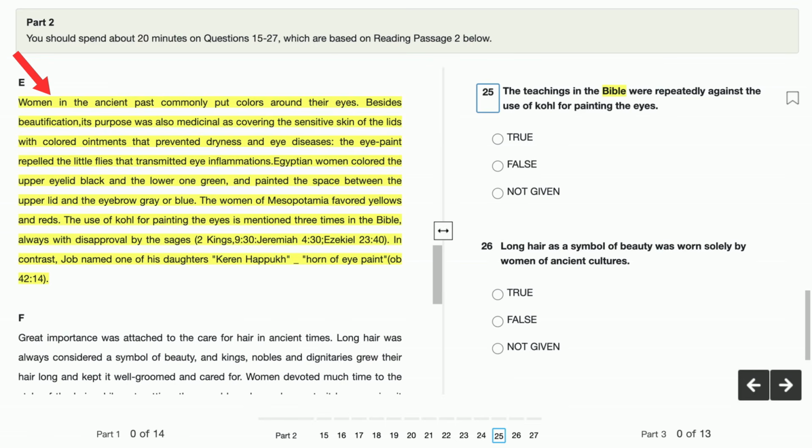The eye paint repelled the little flies that transmitted eye inflammations. Egyptian women colored the upper eyelid black and the lower one green, and painted the space between the upper lid and the eyebrow gray or blue. The women of Mesopotamia favored yellows and reds. The use of kohl for painting the eyes is mentioned 3 times in the Bible, always with disapproval by the sages. In contrast, Job named one of his daughters Karen Hapuch, horn of eye paint.